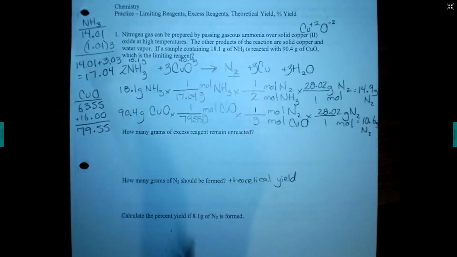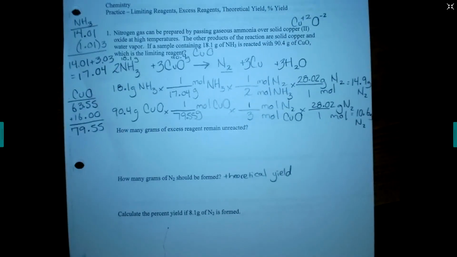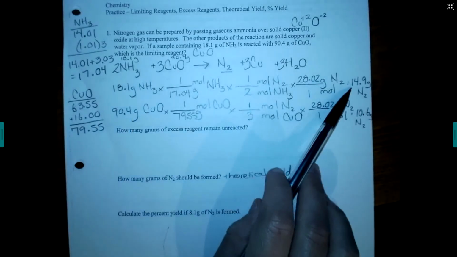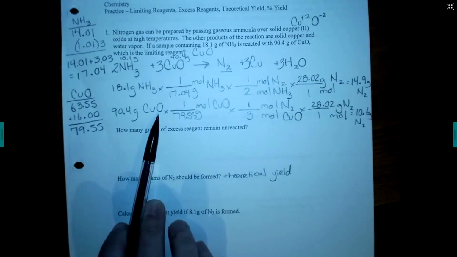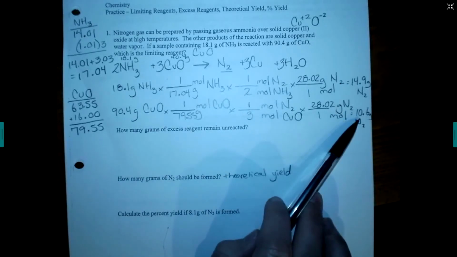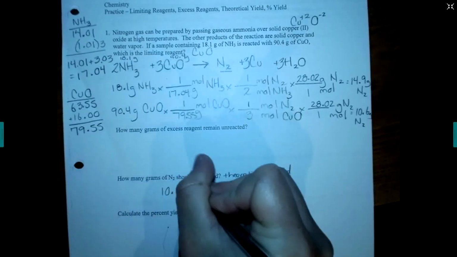So the answer to question number 1 is copper 2 oxide. That is my limiting reactant. Now what we have also determined is the theoretical yield. Remember back to my example about camping? If you only brought enough chocolate to make 10 s'mores, it doesn't matter that you brought enough of the other ingredients to make 20. Your theoretical yield of s'mores would be 10. So it doesn't matter that we have enough ammonia to make almost 15 grams. The fact that this other reactant is limiting us in our production means that this is the theoretical yield. So that would be the answer to number 3, 10.6 grams of nitrogen.